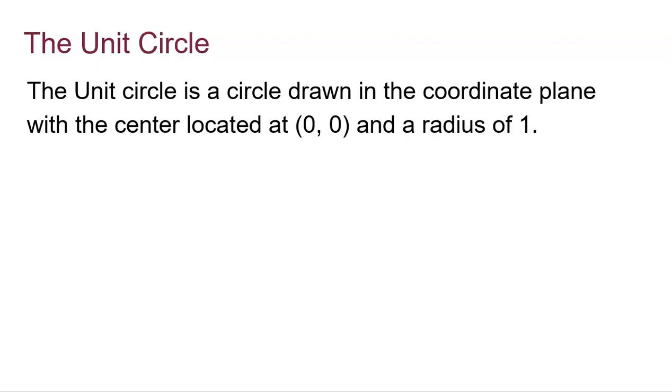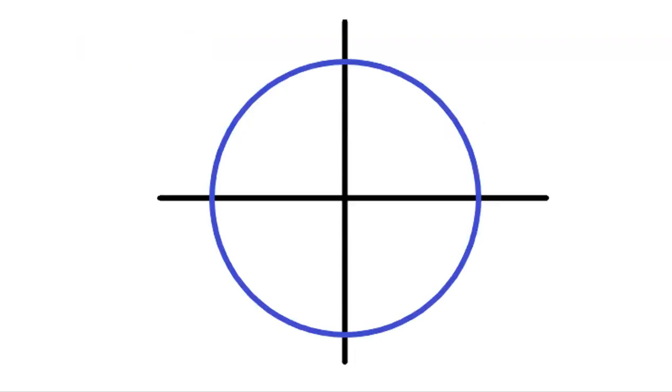All right, what the unit circle actually is, is quite simple. The unit circle is a circle drawn in the coordinate plane. That means it's drawn in our XY world with the center located at the origin of 0, 0. It's got a radius of 1. So, boom, there's my unit circle. Again, we do live in this world of x-axis and y-axis. The center is at that 0, 0, and we have a radius of 1.